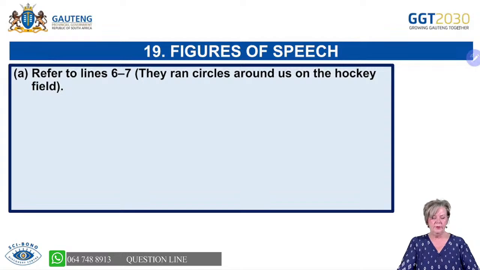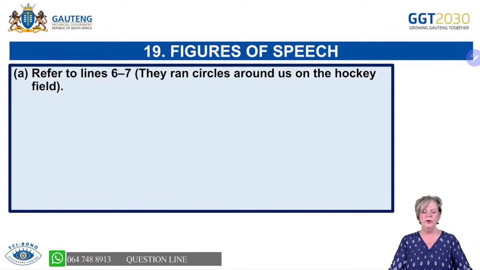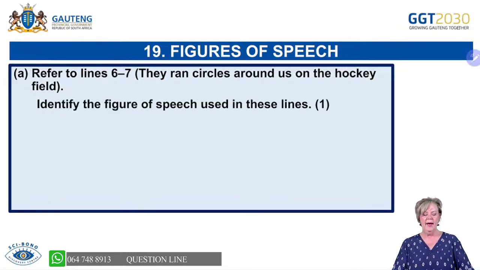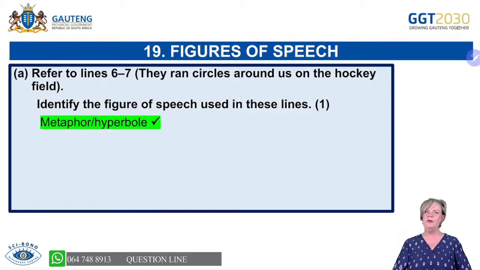Let's take a look at a question. Refer to lines 6 to 7. They ran circles around us on the hockey field. Identify the figure of speech used in these lines. Yes, you guessed it. It is a metaphor. It could also be a hyperbole because they ran circles around us.